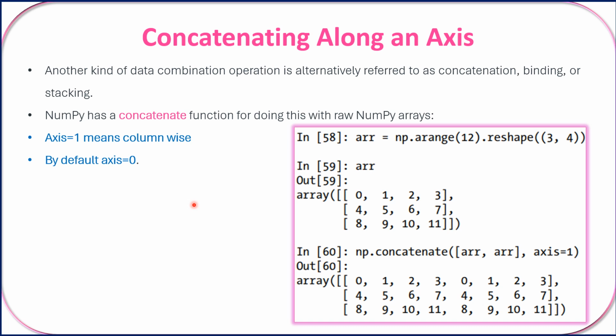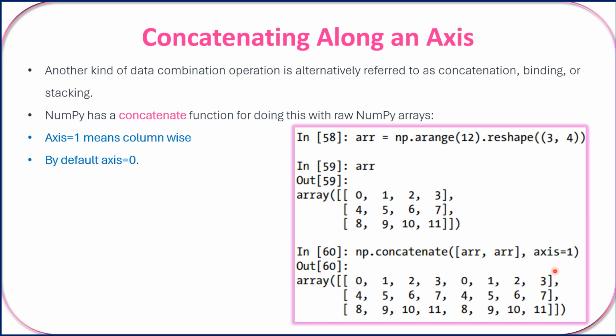Now concatenating along an axis. So first we create a data frame. We actually shape it by 3 rows and 4 columns. So 3 rows, 4 columns is created, which is actually the name of array. And then what we try to do is we try to concatenate. If the axis is 0, then it is row wise. If it is axis 1, then column wise.